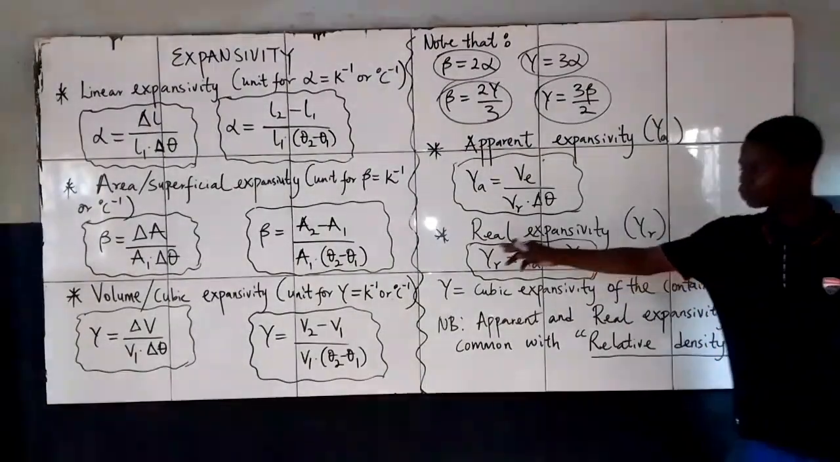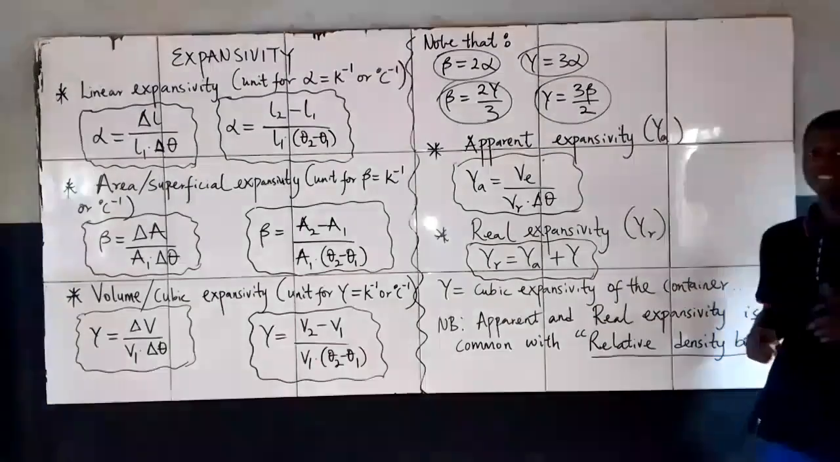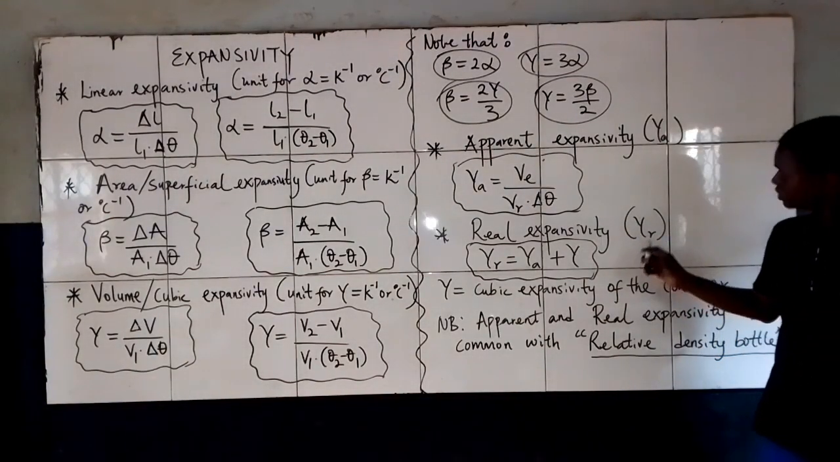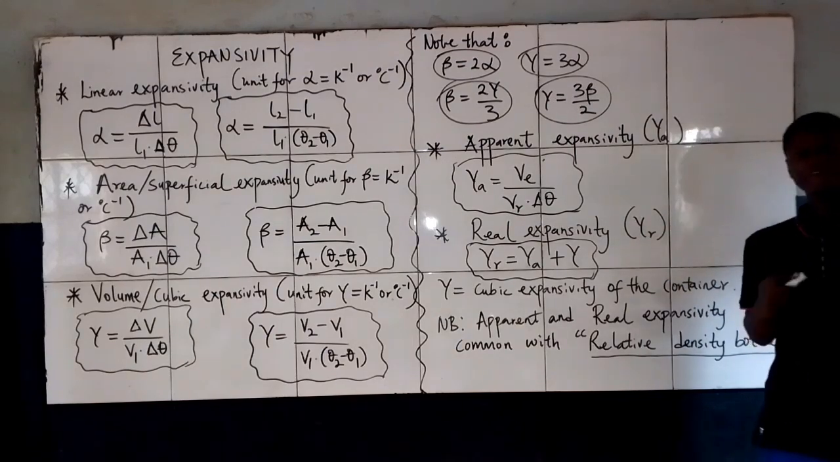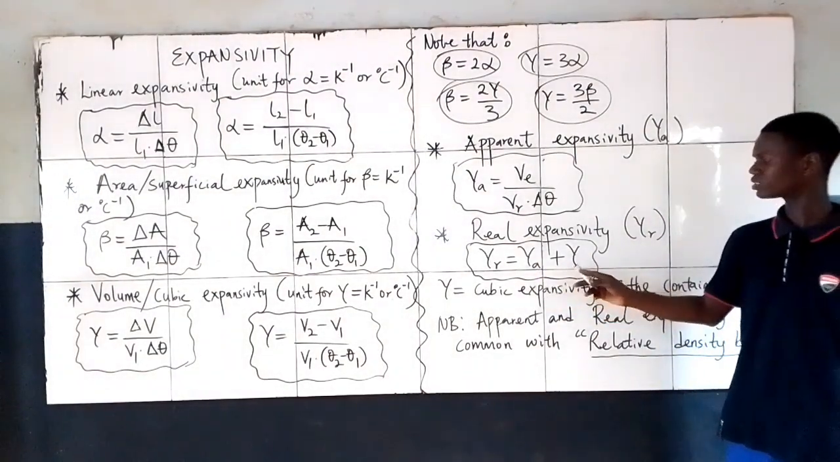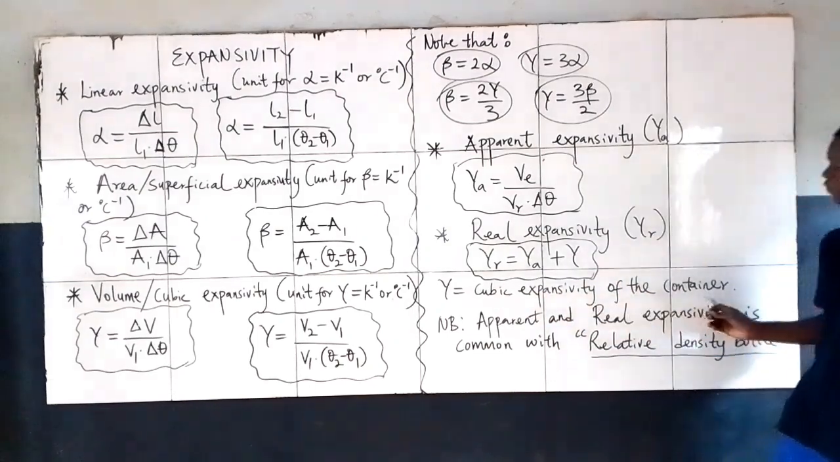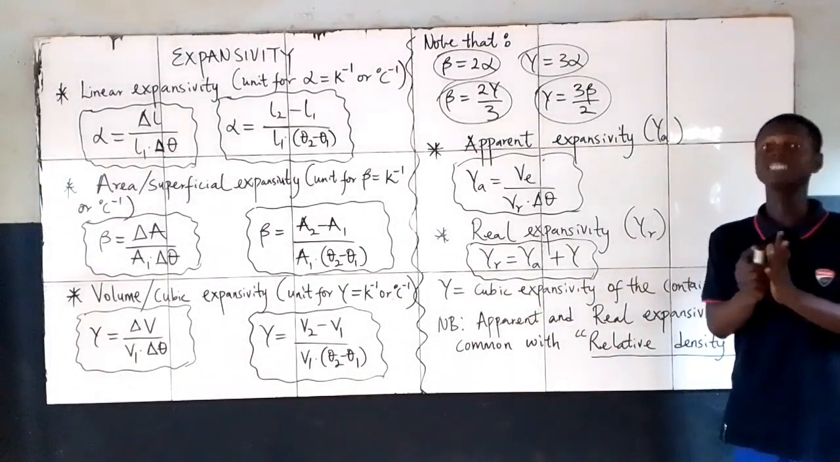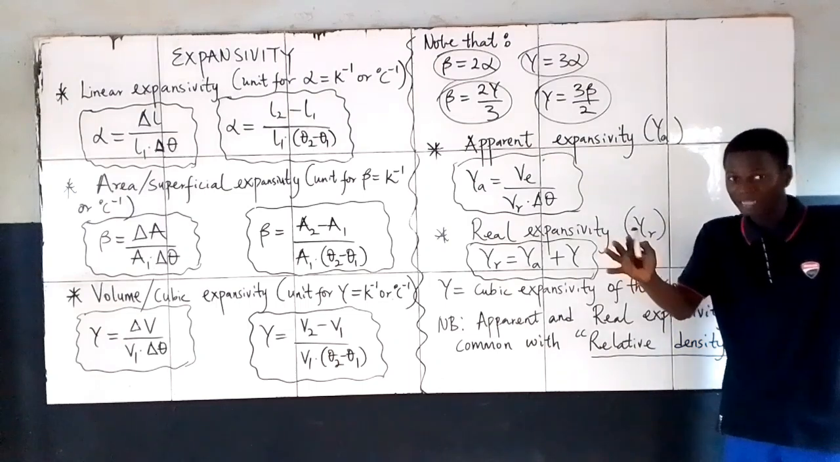Lastly, we'll be talking about real expansivity. Real expansivity is symbolized as gamma R. The formula for real expansivity is apparent expansivity added to the cubic expansivity of the vessel, because in real or apparent expansivity, it is assumed that the vessel also expands.